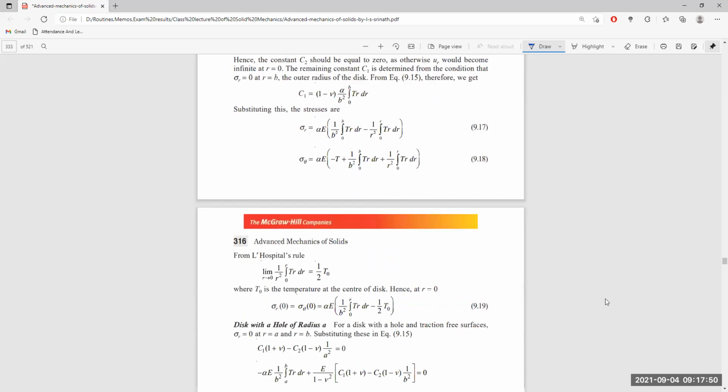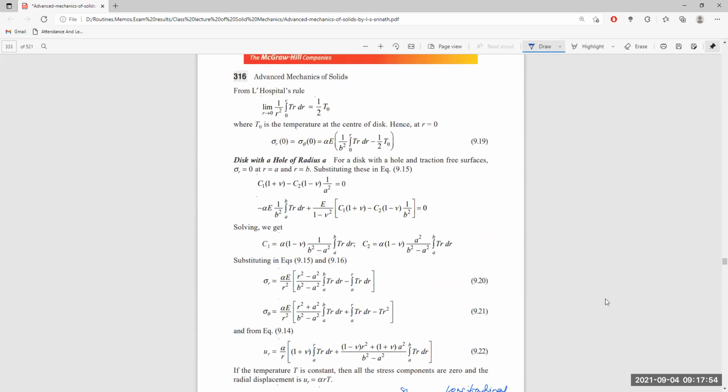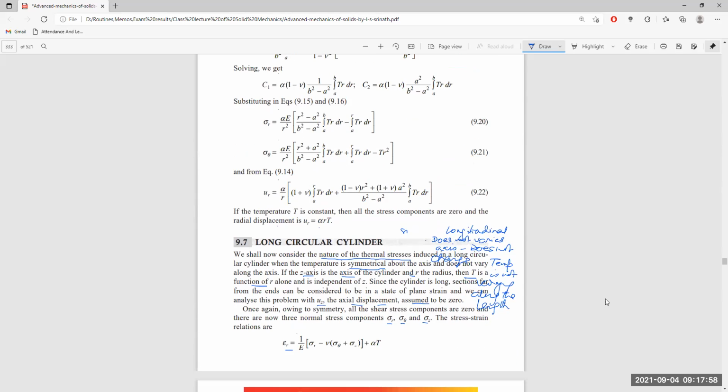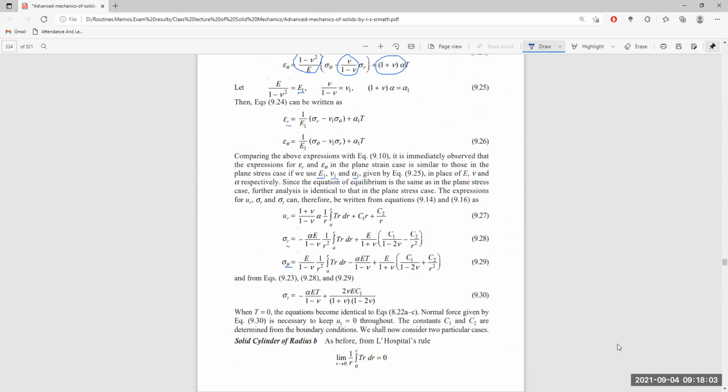The same thing we are using here, except for E1, nu1, and alpha 1 itself. They are different. Thus we have got these three equations, and these three equations we can obtain from the equations here.